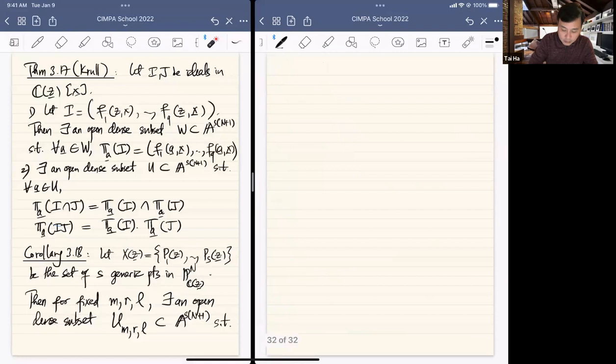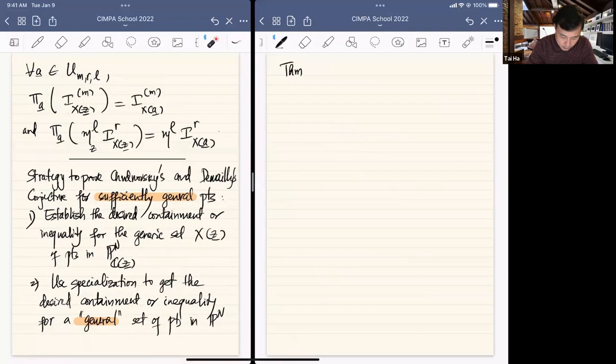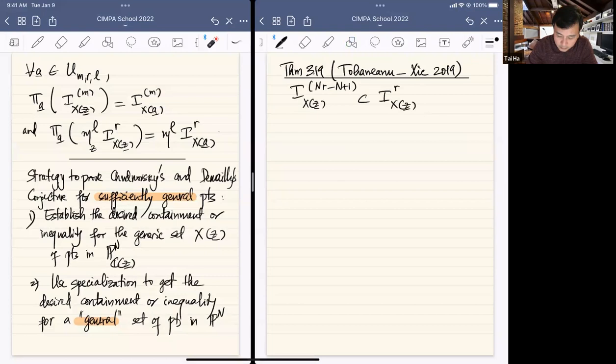So let me give you an example. Maybe this is a result, 3.19. This is by Tohaneanu and Xie in 2019. And what they prove is that they established Harbourne's containments, right? So they prove that I of the generic set of points to the symbolic power, again, H is now N, contains I to the power R for all big N. So the stable Harbourne containments for the generic set of points, right?